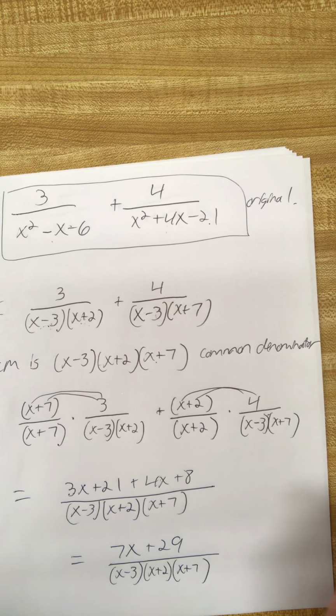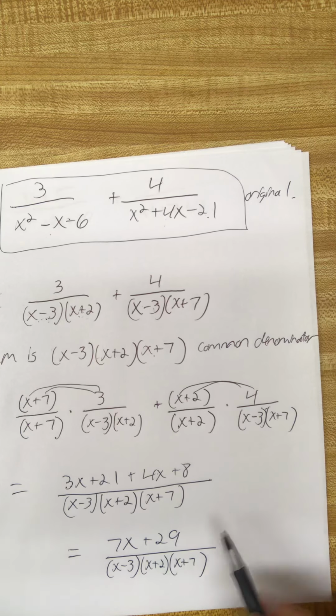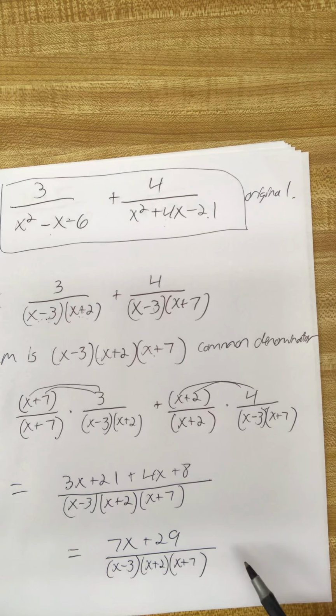And that's my final answer then: (7x + 29) divided by (x - 3)(x + 2)(x + 7). For now, we can just leave this. Later on, we'll start to multiply all that out, but for now, that's good to go. I just want to focus on getting those common denominators here.